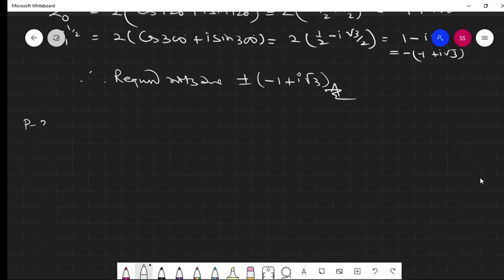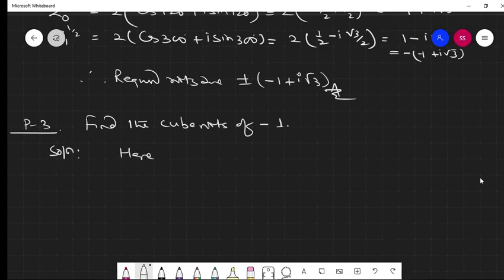Problem number 3. The instruction is find the cube roots of minus 1. Now after solving two questions of finding square roots, we have to find the cube root of minus 1. Now the solution for this question, here we have given minus 1. Let z equal to minus 1, that is minus 1 plus 0i, we can suppose, equal x plus iy.